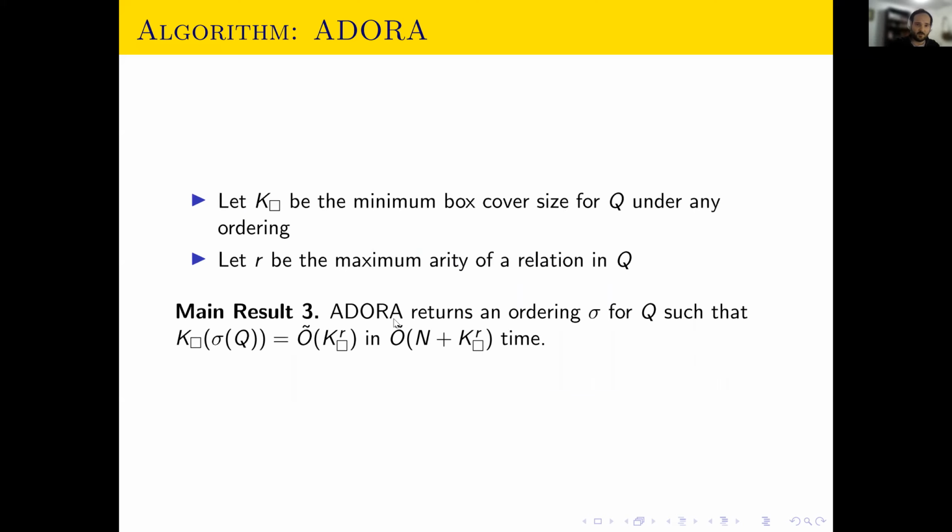So this yields our third main result. Adora returns an ordering sigma for Q, such that K box of sigma Q, the permuted query, is tilde of K box to the power of R, where R is the maximum arity of a relation in Q. And this runs in tilde of N plus K box to the power of R time.